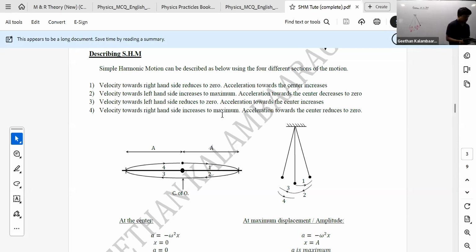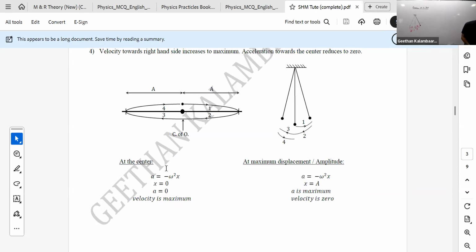So at the center, when you apply the equation a equals minus omega squared x, at the center x is 0 so a is 0, and v is maximum. Right, a is 0, v is maximum at the center.